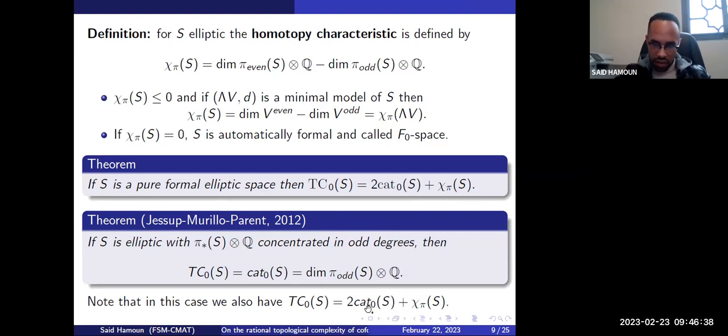In fact, here, 2 cat0 of S is 2 times the dimension of P odd, and chi pi equals minus the dimension of P odd. And we have 2 times cat plus chi pi equals 2 times dimension of P odd minus dimension of P odd, which gives the dimension of P odd, which is exactly TC0 of S.